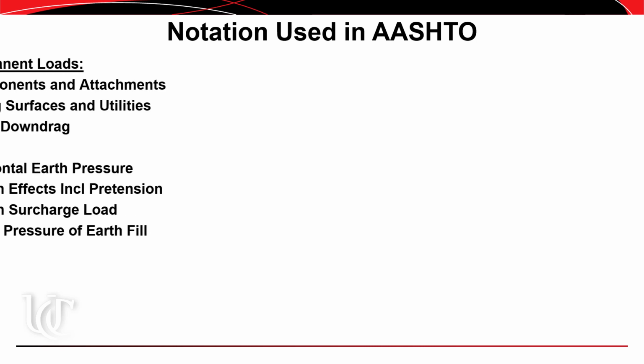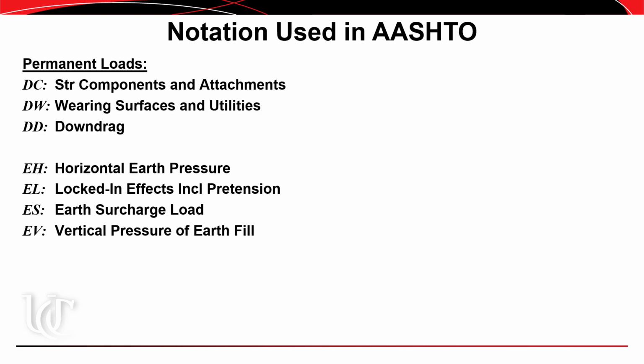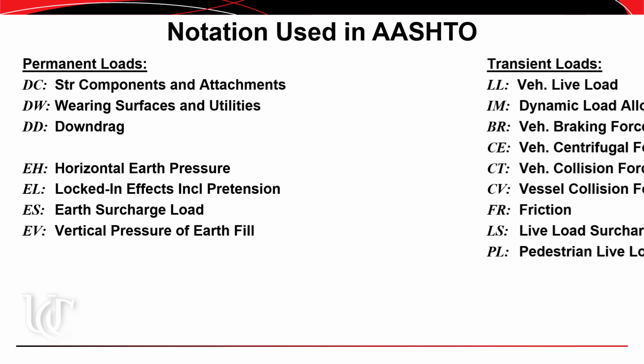Now, if you're going to work in bridge design, the notation that's used there is a bit different and it's a bit more extensive. They categorize the loads right from the beginning as permanent or transient. So here are the permanent loads. The DC loading is the weight of the structural components and the attachments. DW is the weight of wearing surfaces and utilities. And they treat that differently because the wearing surface could be changed over the life of the structure. Utilities could be added to the structure over the life. Then you have different locked-in effects for earth and horizontal pressures.